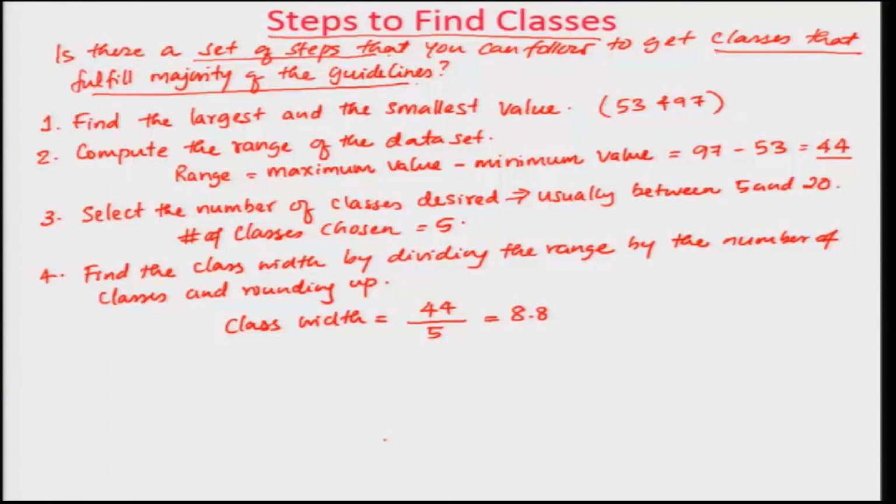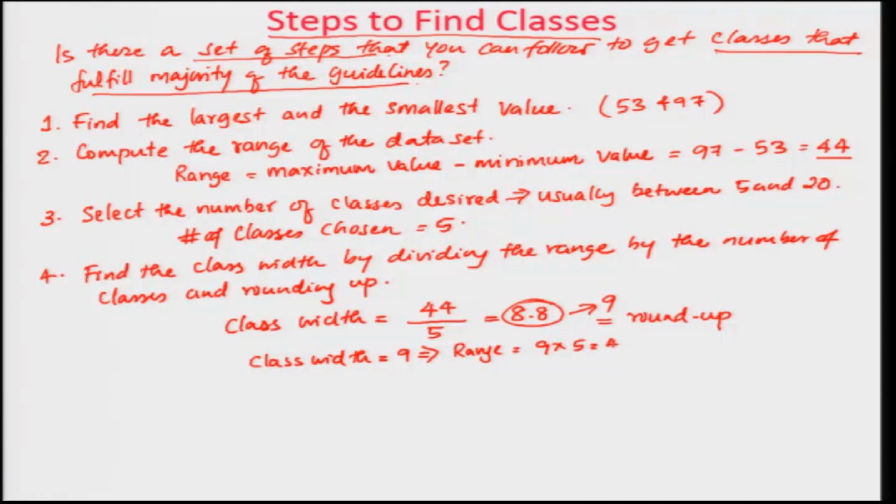So if I round up, okay, I can do multiple things. If I round up to 9, then this is rounding up. Then the class width will be 9, which implies the range equals 9 times 5, which is 45, right. So then this should be fine.